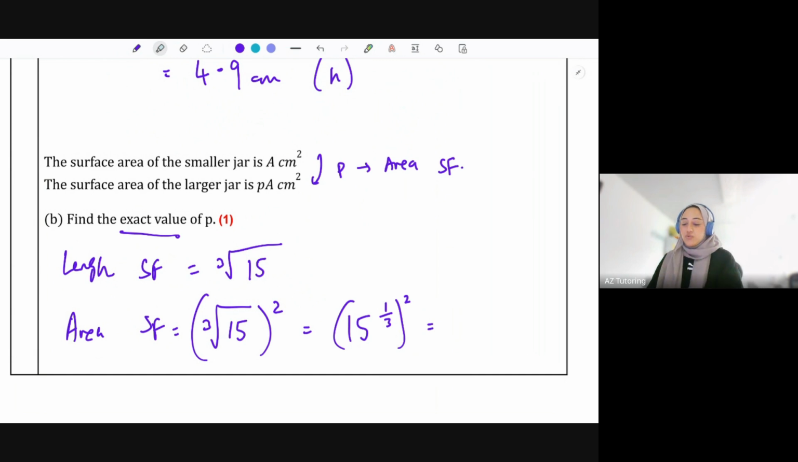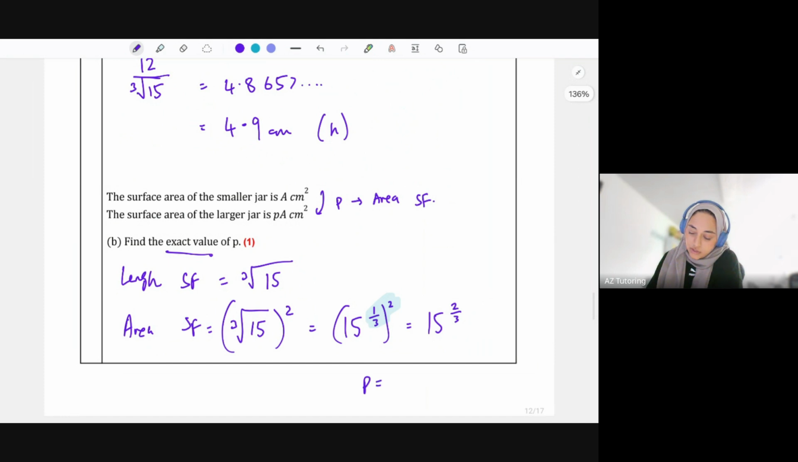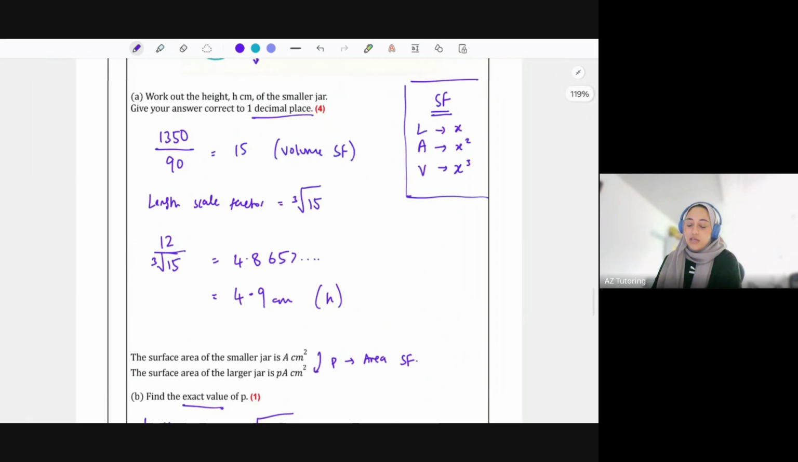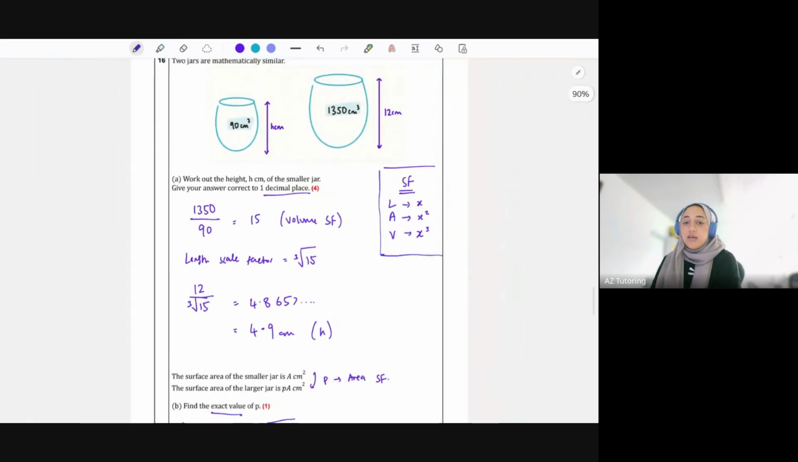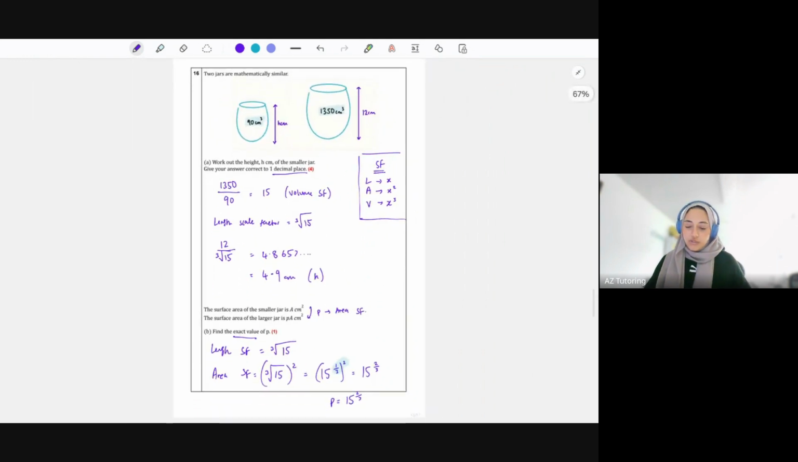What do our indices rules tell us here? We just times them across, so 15 to the power of 2 over 3. And that's our answer. P is just 15 to the power of 2 over 3, because the difference between the surface area of the smaller jar to the larger jar is just by a difference of P, where P is a scale factor. That's a nice 1 mark question. That's question 16.